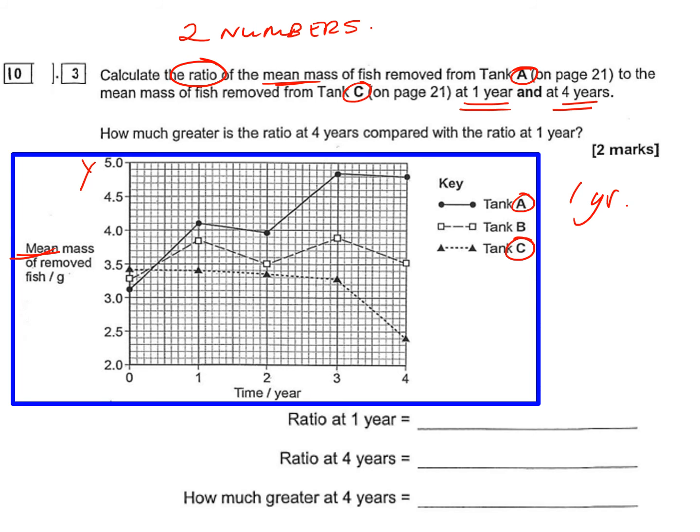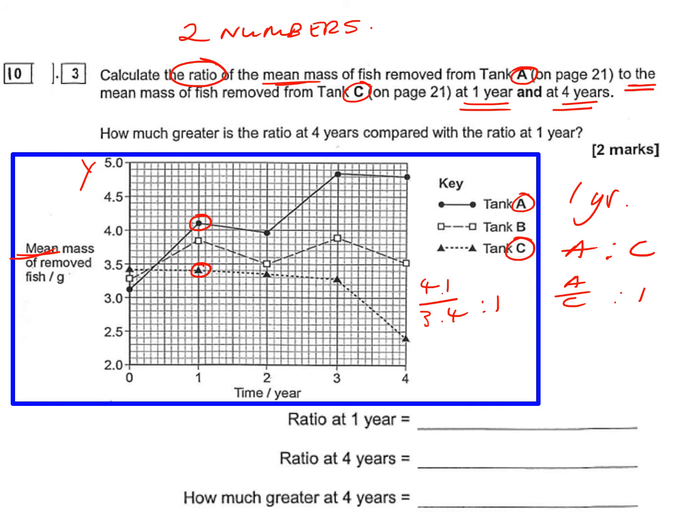So we'll go 1 year, and it's saying tank A to C. So to get this ratio, we go A divided by C to 1. So if A was 12 and C was 6, 12 divided by 6 is 2 to 1. So the ratio is 2. So if we go to 1 year, we're going to go that value and that value. So that is 4.1 at the top for A and 3.4 to 1. So you guys can work that one out.